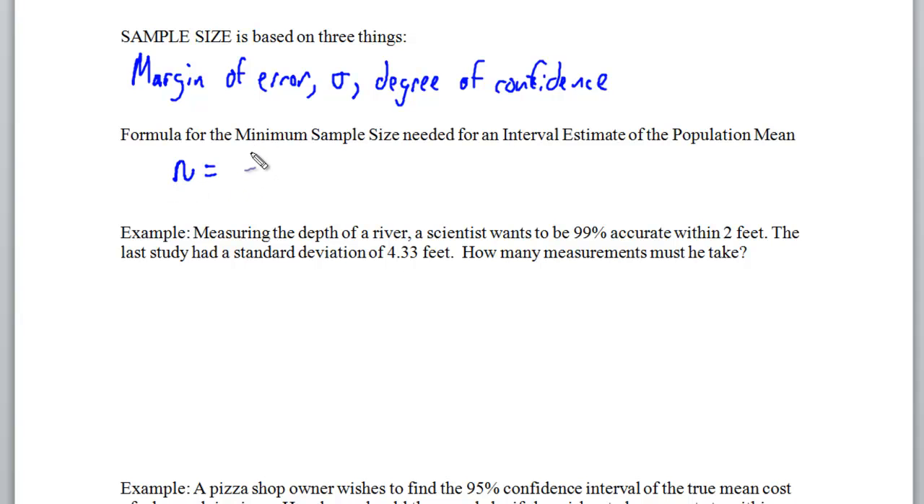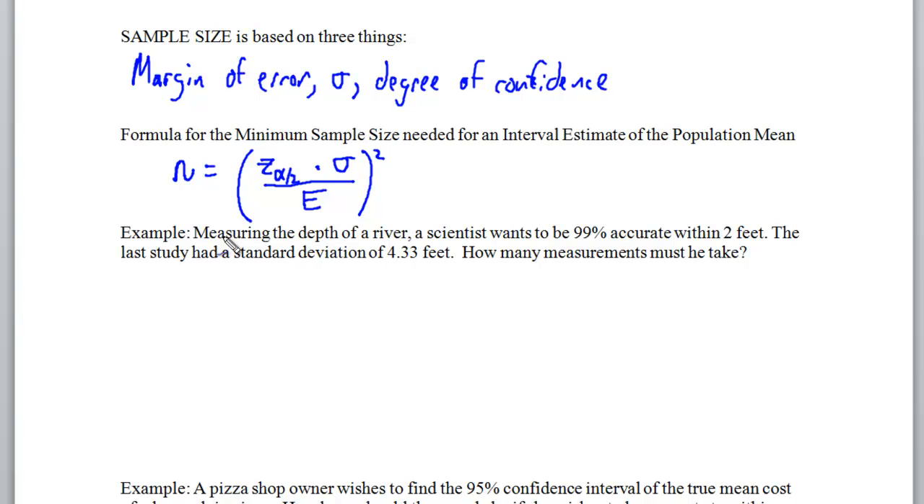The formula is going to be our confidence interval, which is our z-score of alpha over 2, times the standard deviation given to you, divided by your error, the margin of error that you really want, quantity squared. So this will determine what your sample size is.